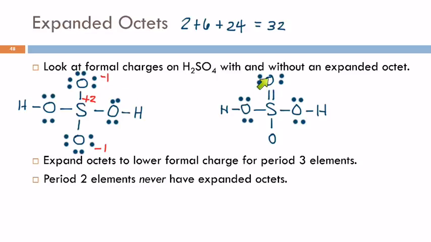What's the formal charge on this oxygen now? 0. What's the formal charge on the sulfur? +1. We're going in the right direction. We fixed the oxygen and we made the sulfur better. So let's do the same thing with this oxygen and take a lone pair and make it a double bond.